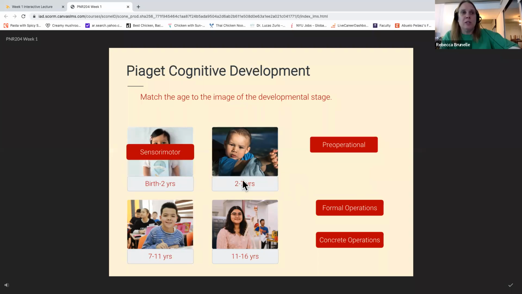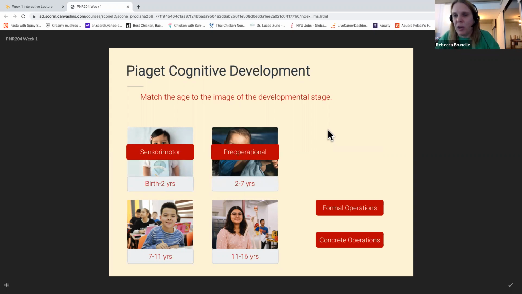Pre-operational? What can you tell me about somebody that's in the 2 to 7-year-old range? What sort of thoughts do they have? What's a characteristic of that child in that age group? Questioning everything. Yeah, and they're still a little bit egocentric, right? It's still a lot about them. They can also have some fantasy. This is the age group where they might have imaginary friends. They might fantasize a lot about things. They're not really having concrete thoughts, and they're certainly not having really abstract thoughts.